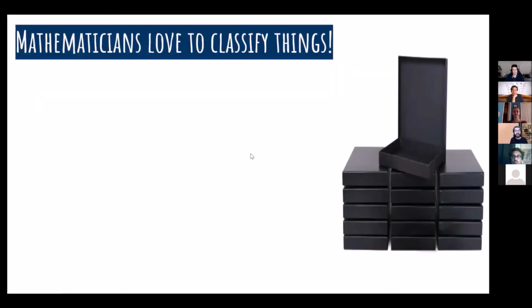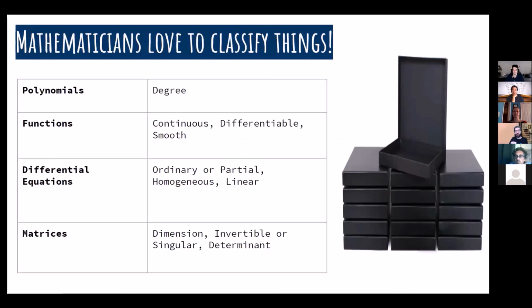Mathematicians love to classify things. We like putting things in little boxes. Like polynomials, we classify them by degree. Functions, we classify them by whether they are continuous, differentiable, smooth. Differential equations, are they ordinary or partial, homogeneous, linear? Matrices, we talk about their dimension. Are they invertible or singular? What's their determinant? Things like that.